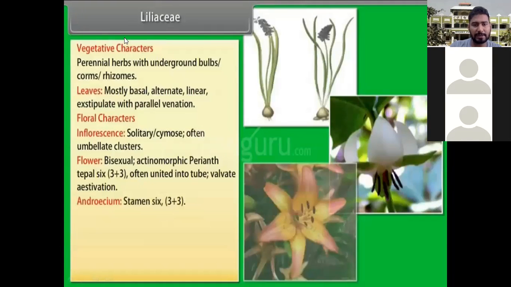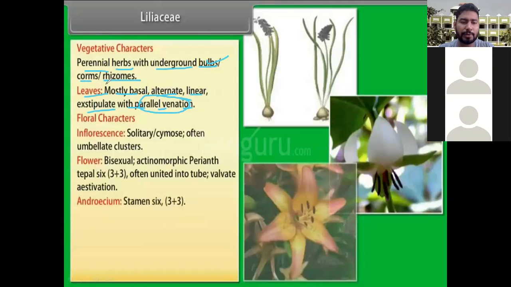Okay, now next, that is the last. Liliaceae is the last family. At least this Liliaceae is a monocot family. You have to learn the monocot family. Vegetative character: perennial herb with underground bulbs. Underground modifications of stem: bulbs, corms or rhizomes. Leaves mostly basal, alternate, linear, exstipulate with parallel venation. Parallel venation means this is the monocot.